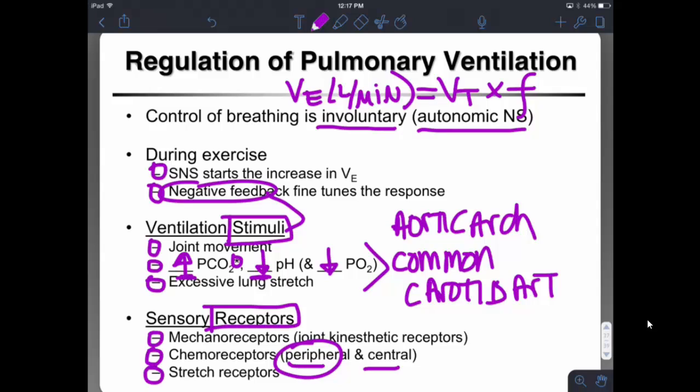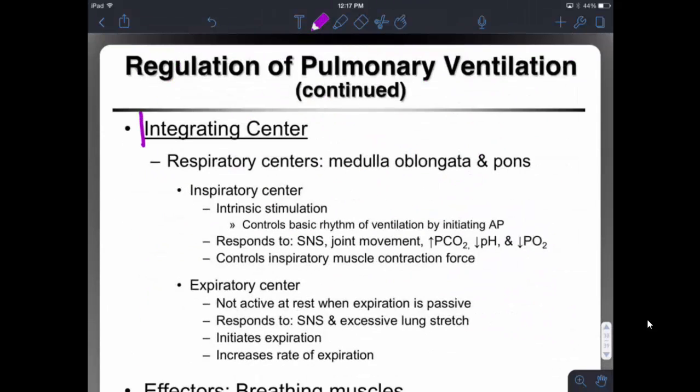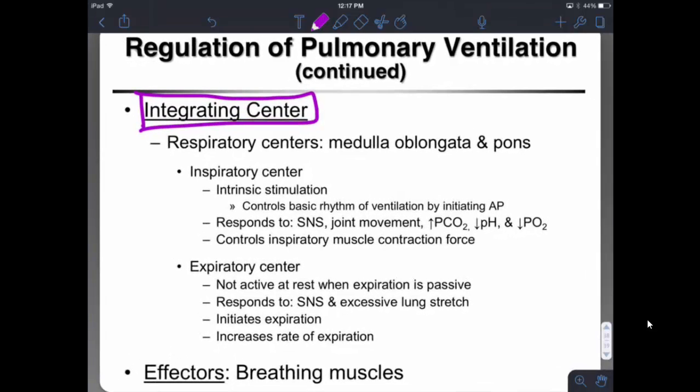When the receptor is stimulated, it initiates an action potential that goes to an integrating center. The integrating center for breathing is in the medulla oblongata and the pons, which are part of the brain stem. The respiratory center contains two different areas: an inspiratory center and an expiratory center. The inspiratory center controls inspiration, or inhaling. The expiratory center controls expiration, or exhaling. Hopefully that's pretty obvious.